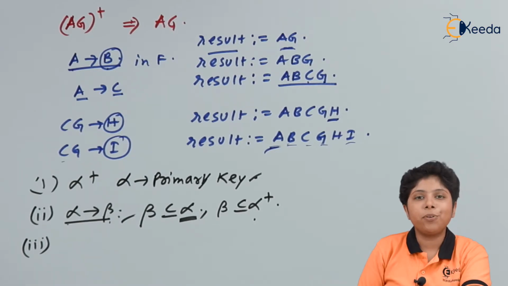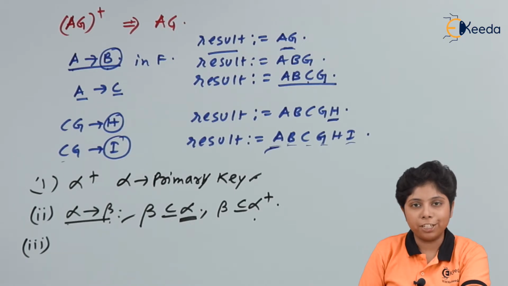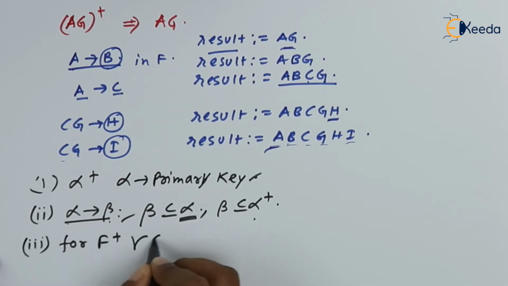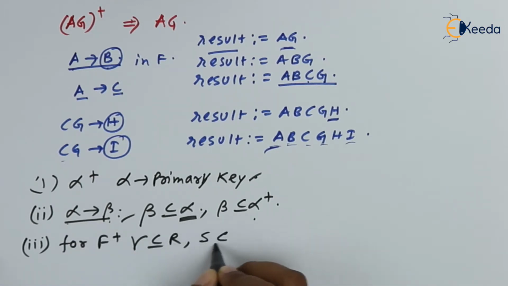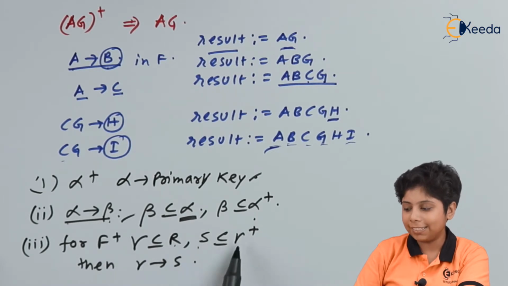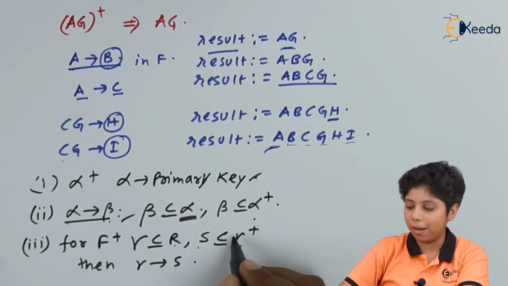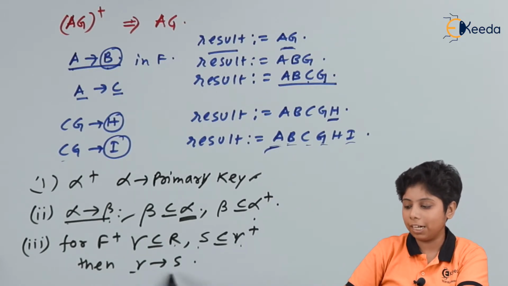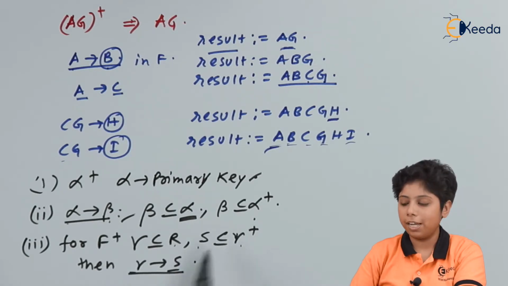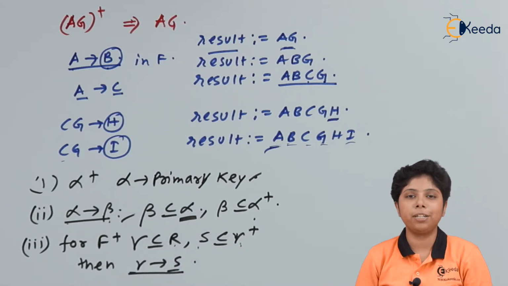Now we can also create the attribute closure of a closure to actually calculate the closure of the relation. That means to calculate the functional dependencies. If there is a gamma that belongs to R and the S that belongs to the gamma plus, then we can definitely say that gamma defines S. That means we are adding a functional dependency to the closure to check whether an attribute closure dependency exists or not.